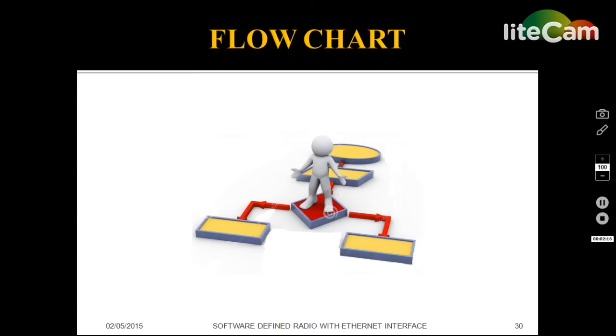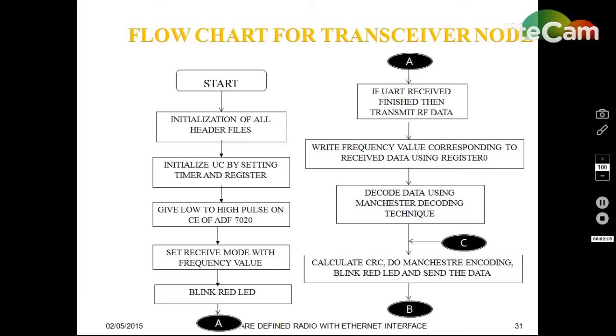Next is the flowchart for the project. Flowchart for the transceiver node. In the transceiver node, we have to initialize all the header files, and initialize the up counter by using timers and registers. Then give the low to high pulse on chip enable to power up the ADF7020.